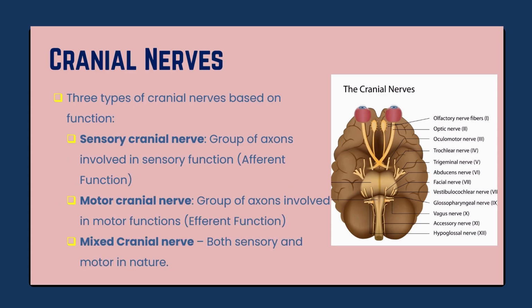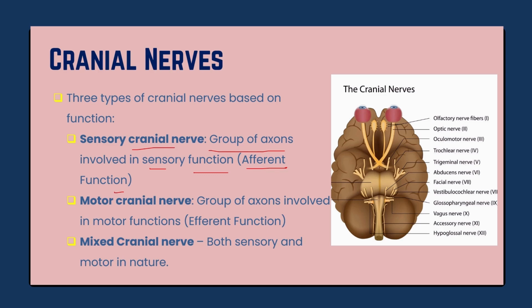Alright. Now, each cranial nerve has a specific function. Okay. Some are purely sensory in what they are doing, like smell or vision. And these are called sensory cranial nerves. These are a group of axons involved in sensory function, and this is also called afferent function. We have studied, I have told you multiple times about sensory neurons and afferent neurons, right? We also have a mnemonic on how to remember this. You can go back and watch that video on neurons, right?